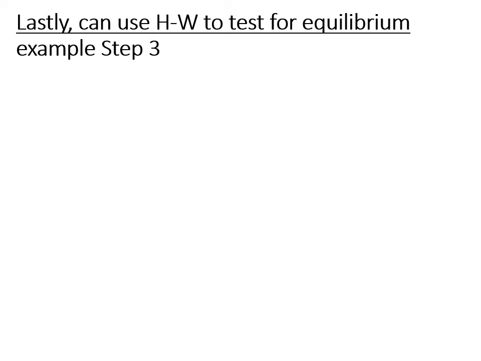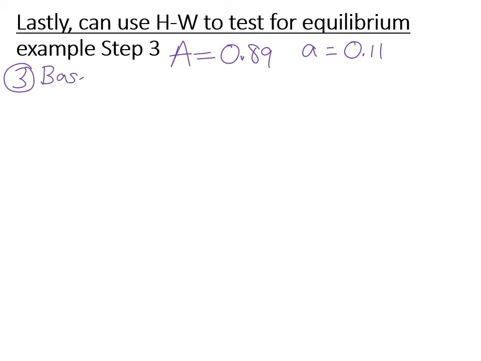The very last thing to do. Now we have the frequencies of the alleles. And again, I'm going to remind you what they are because it's not like the big chalkboard where you get to still see. The frequency of capital A we said was 0.89, and the frequency of lowercase a we calculated as 0.11. Now the last thing we're going to do is step 3, which is based on those allele frequencies. Based on those allele frequencies, what should the Hardy-Weinberg genotype frequencies be?